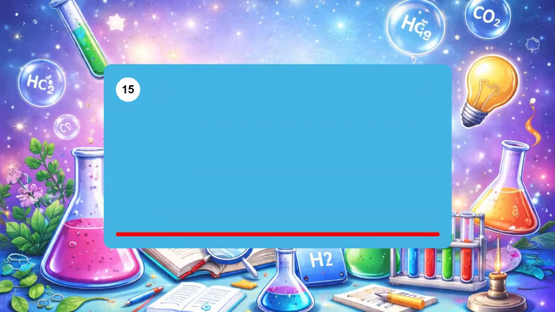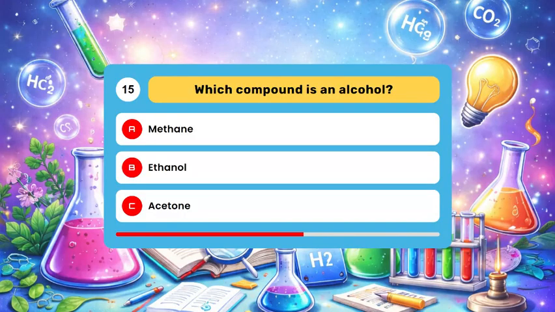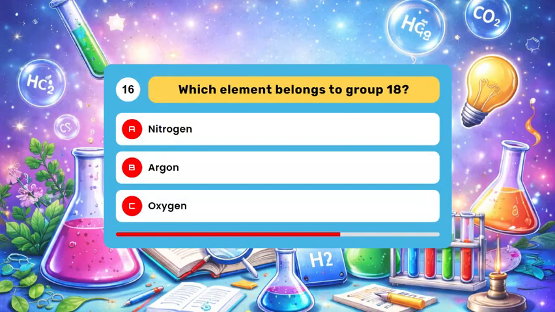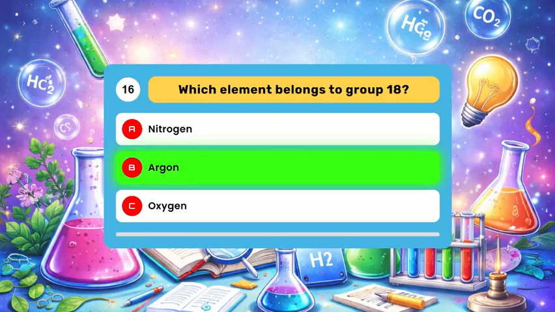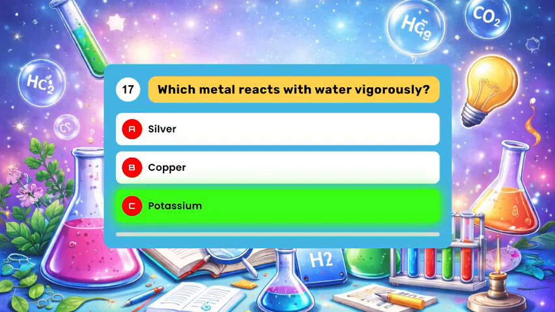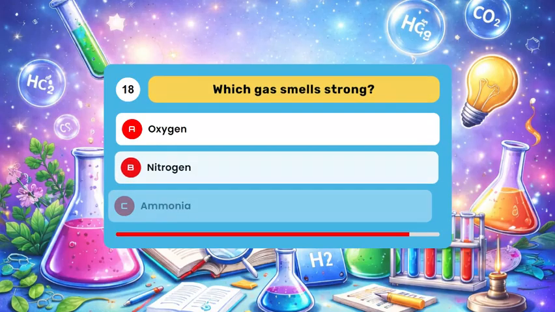Fluorine. Which compound is an alcohol? Ethanol. Which element belongs to group 18? Argon. Which metal reacts with water vigorously? Potassium. Which gas smells strong?